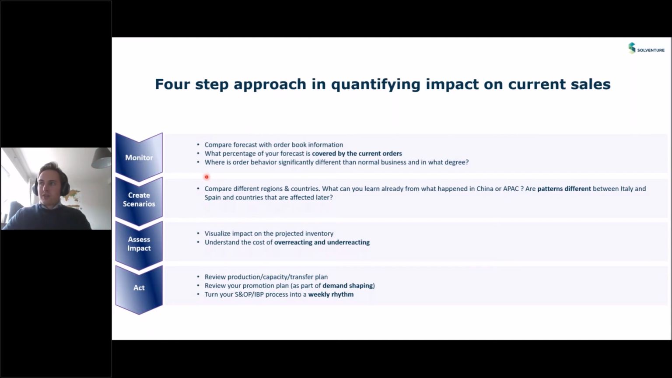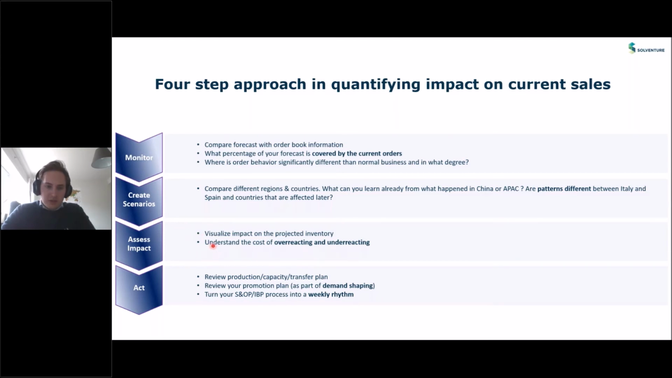And the first one is about, okay, if I look at my current sales orders, and I look at my forecast, what percentage is actually covered? And do I see big differences in order patterns? For example, if a customer always orders in the first week of the month, is this still the case? Next thing we did is again making those scenarios, but more specific. So a scenario for a certain product line in a certain region. So it's more detailed.